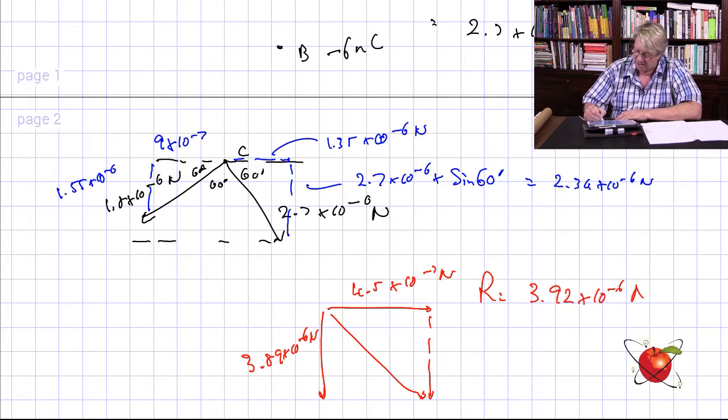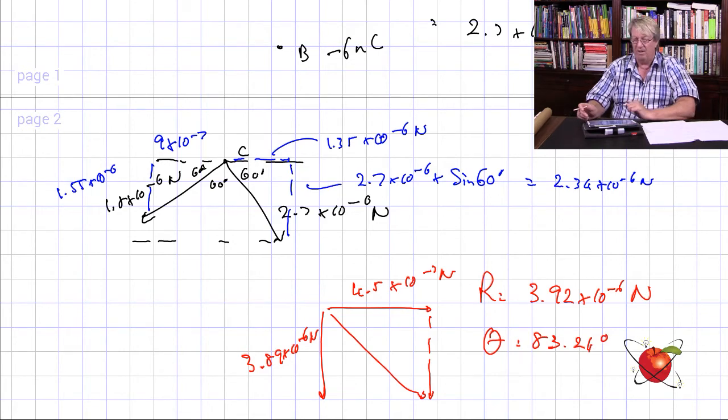Okay, newtons. And theta again is arctan of that over that, so it's 83.24 degrees. Okay, so that's how we do them. You just take the two. It doesn't matter what orientation. As I said, this one is more complex than most.